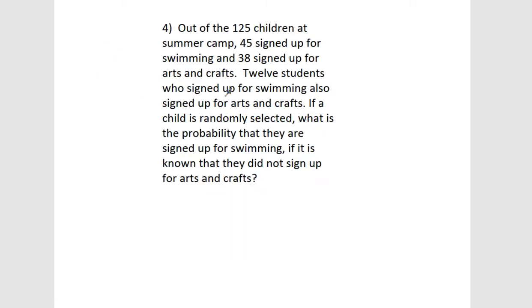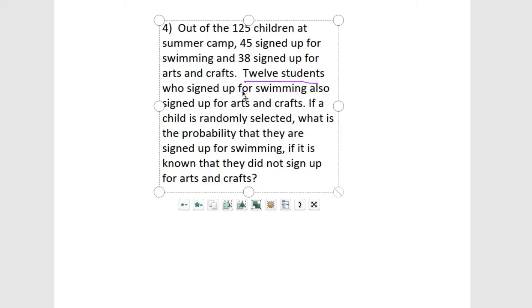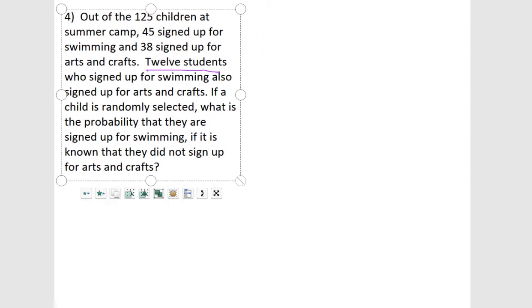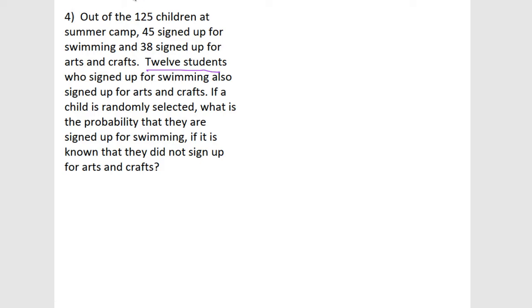Okay, out of 125 children at a summer camp, 45 signed up for swimming and 38 signed up for arts and crafts. 12 students who signed up for swimming also signed up for arts and crafts. So we have our Venn diagram problem. This is a problem that has overlapping categories. Whenever you have overlapping categories, it's always a good idea to organize your information with a Venn diagram. So 2 circles, one for swimming, and another for arts and crafts.